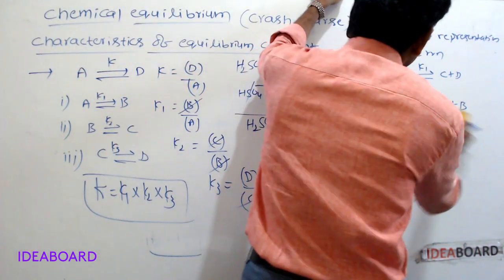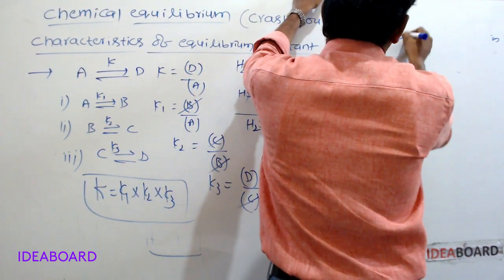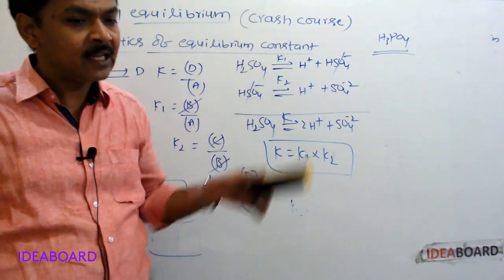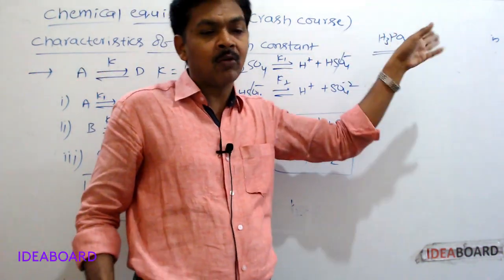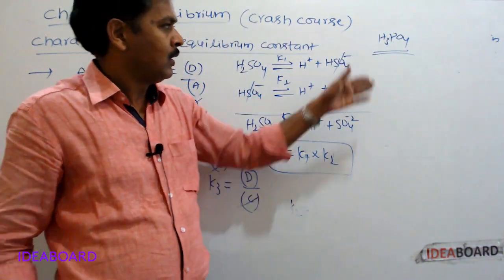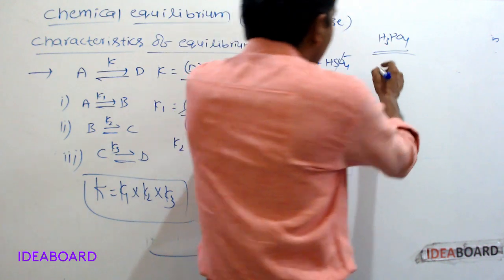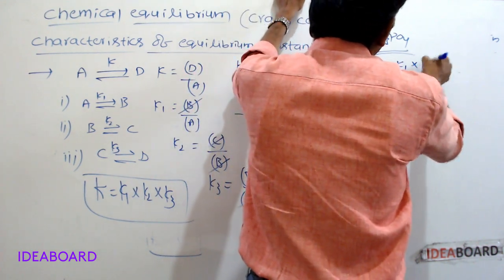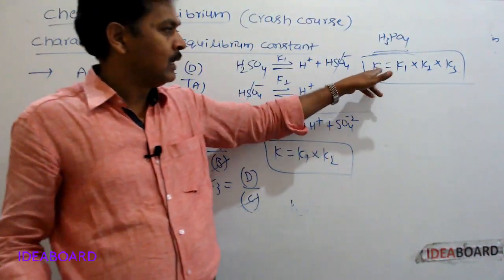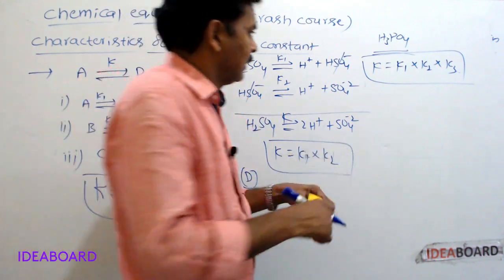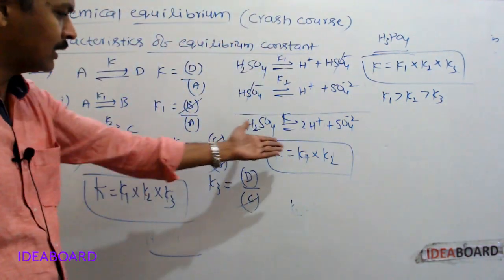If we take a tribasic acid, take H3PO4. Phosphoric acid, its basicity is 3. Basicity 3 means it undergoes ionization in 3 steps. Then the stepwise equilibrium constants are K1, K2, K3, and the overall equilibrium constant K is equal to K1 into K2 into K3. Here K1 is greater than K2, which is greater than K3.